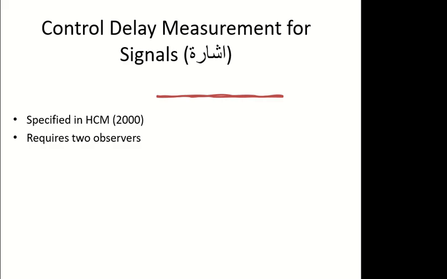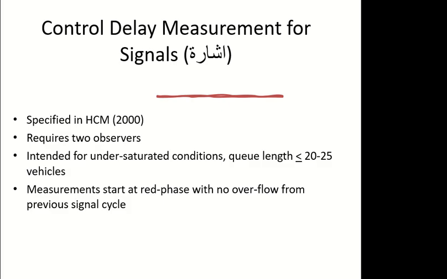The procedure is given in the Highway Capacity Manual of 2000. It requires two observers at the same time for each direction, for each movement. Before you start, you decide what location and what movement you want to calculate the delay for. You arrange two observers for that movement. Now you have to select the time, and for the time, you have to meet two conditions.